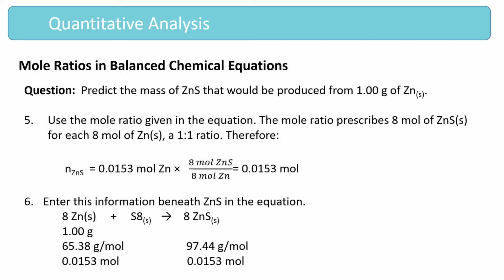And now we're going to use the mole ratio given in the equation. The mole ratio prescribes 1 mole of ZnS for each 1 mole of zinc, and it's a 1-to-1 ratio. So therefore, the amount of ZnS is also 0.0153 mole. Then we can enter this data provided underneath the equation.